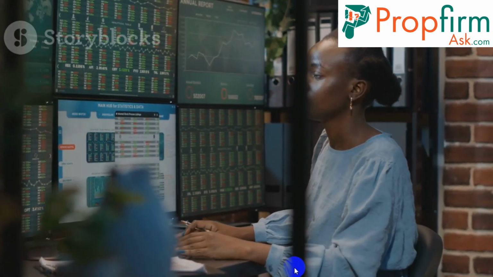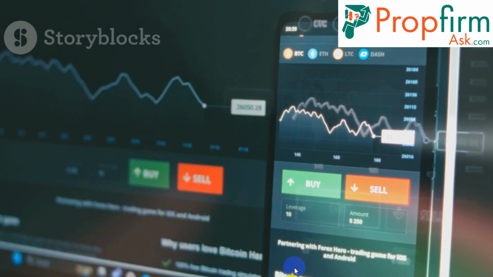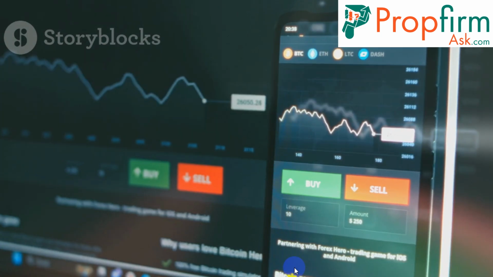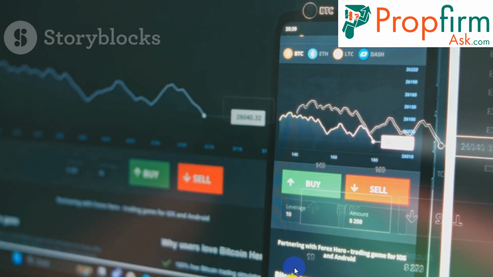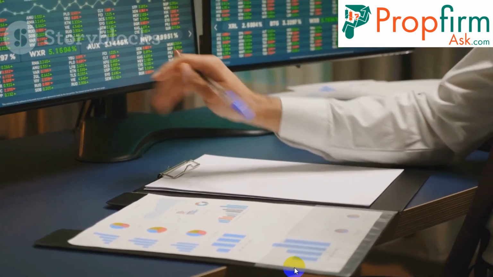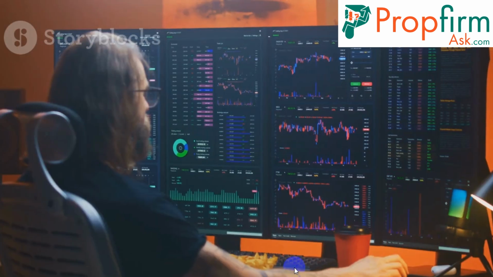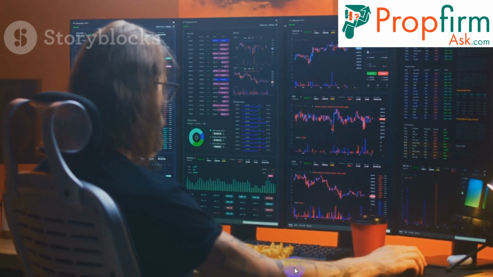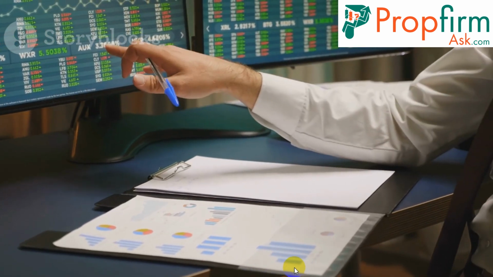First, document every trade you make. This includes the date and time, the asset, the entry and exit points, the position size, and the outcome of the trade. But don't stop there. Include the rationale behind each trade. What indicators or signals prompted you to enter the trade, and what was your exit strategy?